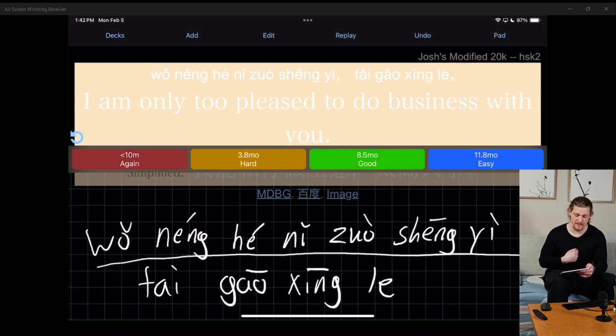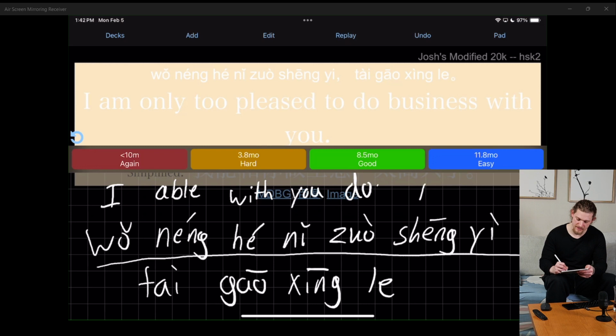So we have I, which is what Wu represents. Neng means able. Here I'm going to say that it really represents able. So he means with, or can mean together. 做 is to do. 生意 is business.